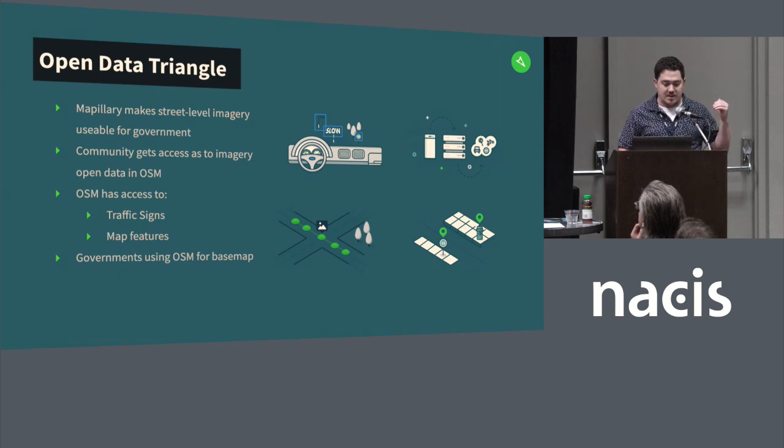We make street-level imagery usable for those governments by mapping at scale through computer vision. I'll go a bit more into that later, but I want to give the caveat that I am not a computer scientist. I come from a human geographer background and work on the operations side.